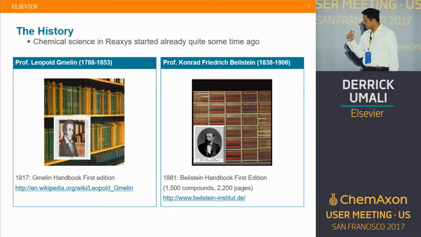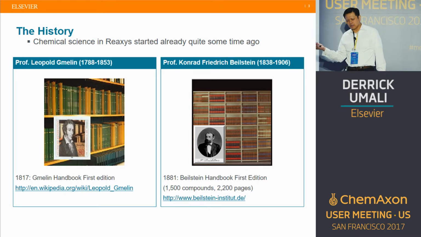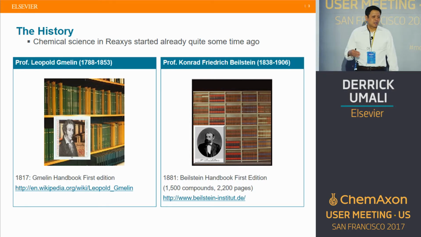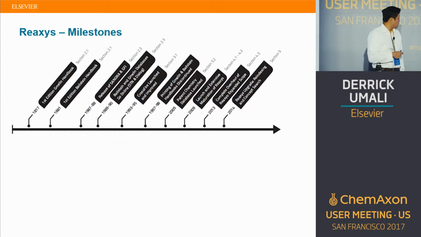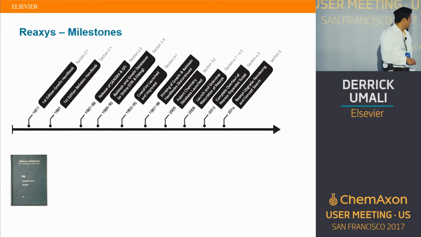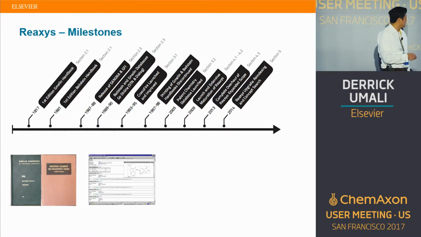So a quick history. In Reaxys, we started when we incorporated Gmelin and Beilstein back in the early 90s, '89, '90, when those were put online and put on STN. We tackled Gmelin and Beilstein first and put that into the database. Here are some of the milestones and highlights of where I started with Elsevier. It's quite exciting for me to see this.